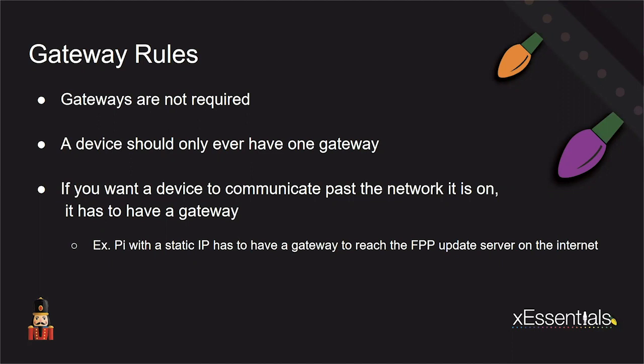So it might send it to the first one sometimes, and it might send it to the second one sometimes. You only ever want one gateway. So if I have something like my Pi that's on multiple networks, I only want to make sure I have one gateway. And then, like I said just a minute ago, if we wanted to reach out past our network, we need to have a gateway as well.